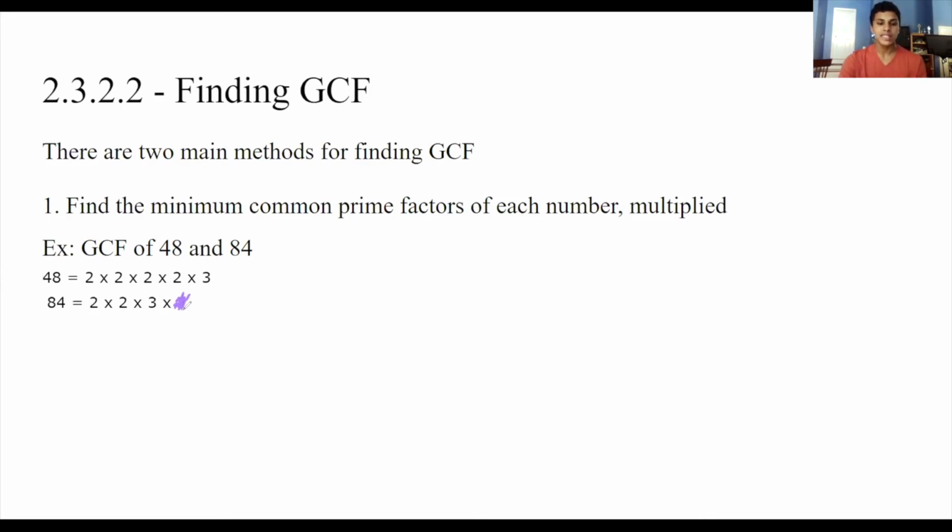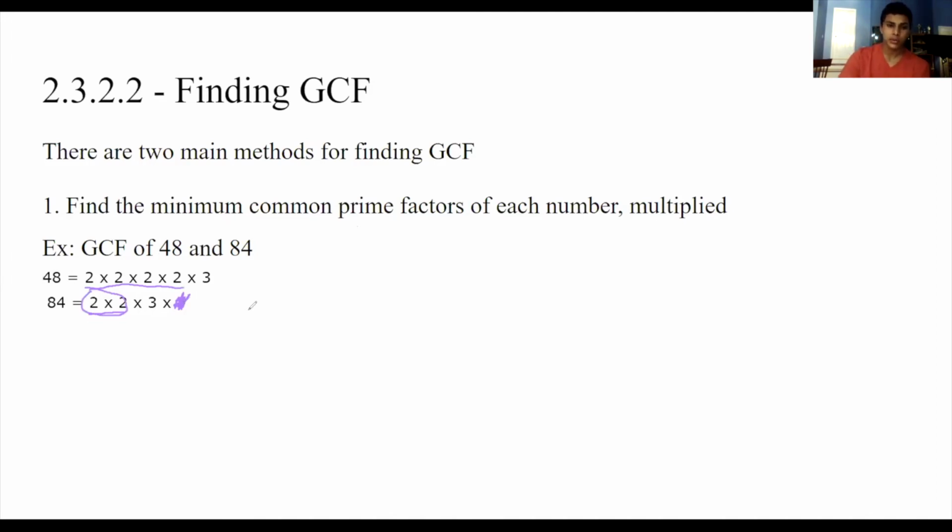So now your next step is to find the minimum common prime factors of each number. I look at my 48 and 84 prime factorization, and I see that they both have 2's. 48 has 4 2's, and 84 has 2 2's. So it says find the minimum prime factors of each number, right? So the minimum amount that they both share is 2, right? Because 84 has 2 2's in it, and 48 has 4 2's in it. But they both have at least 2.